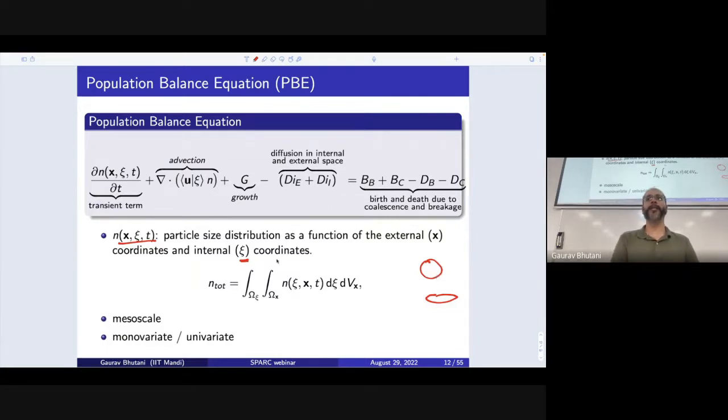Sometimes we take two internal properties, xi1 and xi2. In that case, we can have the shape as well as its area. It could be another property like temperature. So we can say the number of particles having a given temperature is X and the number of particles of a different temperature is Y, and so we have a complete distribution of those. So the idea here is xi can be anything, but in most cases we take it as particle size. It is an internal property, a property of the particle or the dispersed phase.